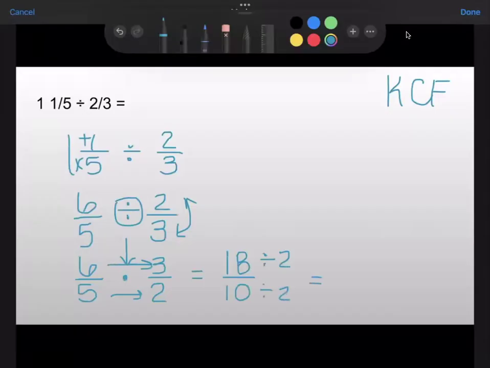18 divided by 2 is 9, and 10 divided by 2 is 5. Now that's actually a little bit easier to turn into a mixed number, because 5 fits into 9 one time, and I would have 4 left over. And again, if you're not really sure how I did that, I also have a previous video on converting improper fractions to mixed numbers. So our final answer here is going to be 1 4/5.